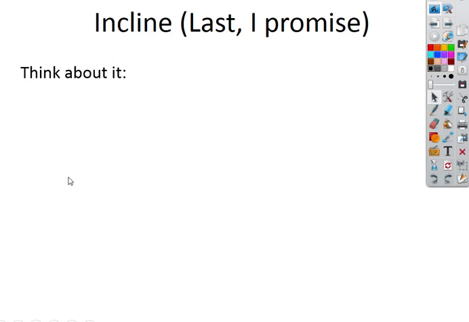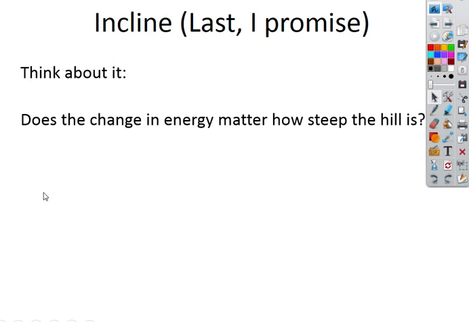So one last thing about inclined planes. Does the change in energy matter how steep the hill is? In other words, there's two ways up to the top of a mountain. There's a long, more gradual incline, and there's a much steeper incline. Which one will have a greater change in energy by the time they reach the top? The answer? Neither.